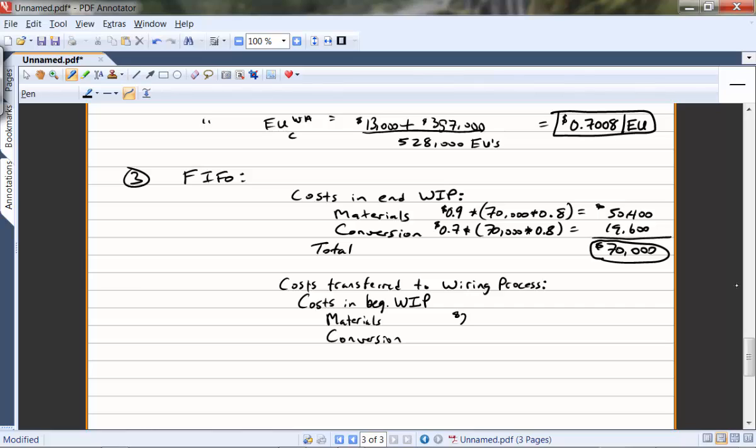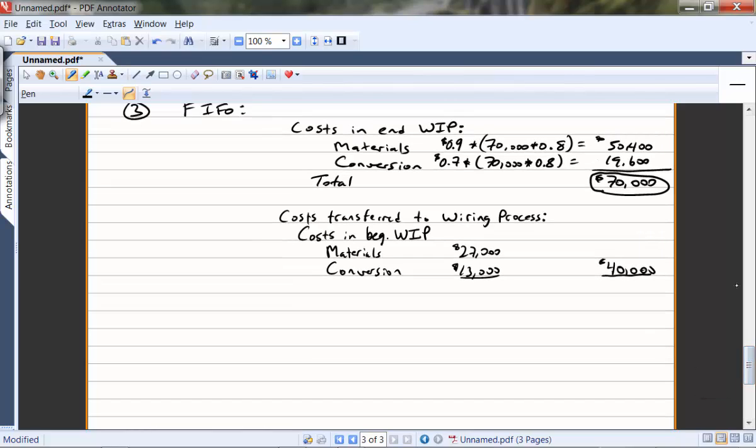So we know that there were $27,000 worth of materials costs sitting there at the beginning and $13,000 of conversion. It told us that. So that's $40,000 sitting there at the beginning. These are the first costs to be transferred out. And then we transferred out costs related to completing the beginning WIP.